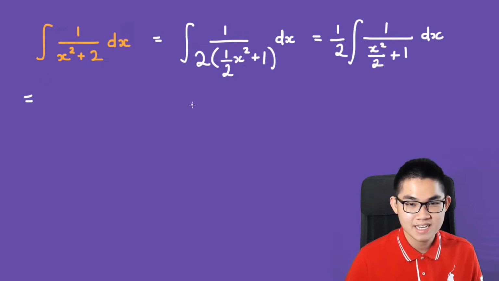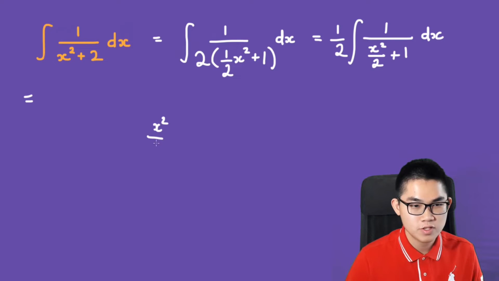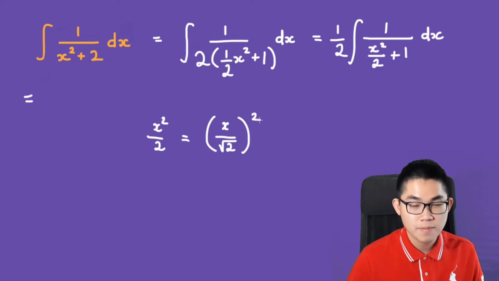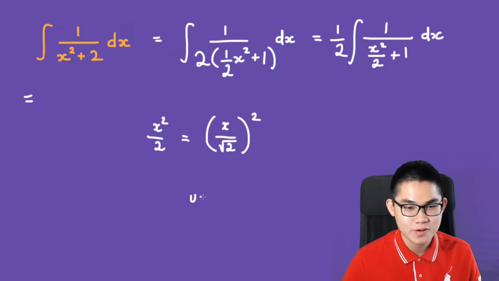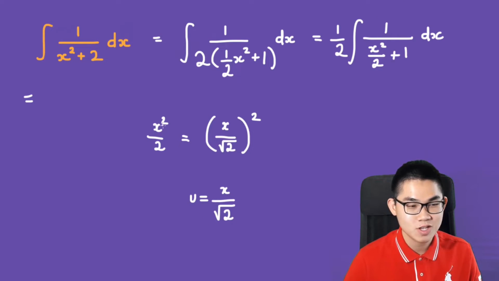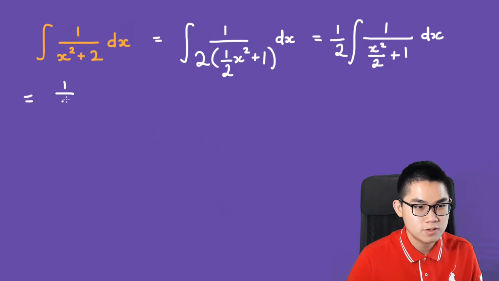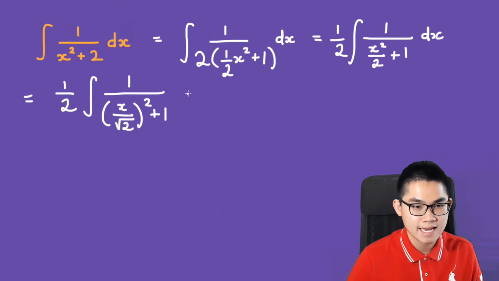So looking at this, we have x squared over 2, right? We can turn this into x over the square root of 2 to the power of 2. And then we say let u equal to x over the square root of 2. So this is the trick to solving this integral. Now let's go ahead and do that. We have 1 over 2, the integral of 1 over x over the square root of 2 to the power of 2 plus 1 dx.